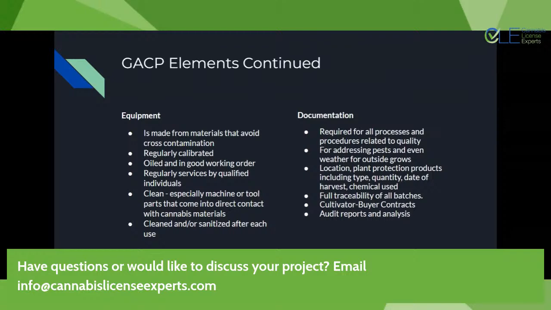You want to make sure anything that you're using to measure weights is properly calibrated on a regular basis, oiled, in good working condition, and regularly serviced by qualified individuals. Clean. Just make sure things are clean, especially your machines and tool parts. If anything comes in direct contact with the machines, or if, say, there are hinges or places that trichomes and whatnot could get sucked into, you do also want to make sure that things are getting taken apart, cleaned, and properly maintained.